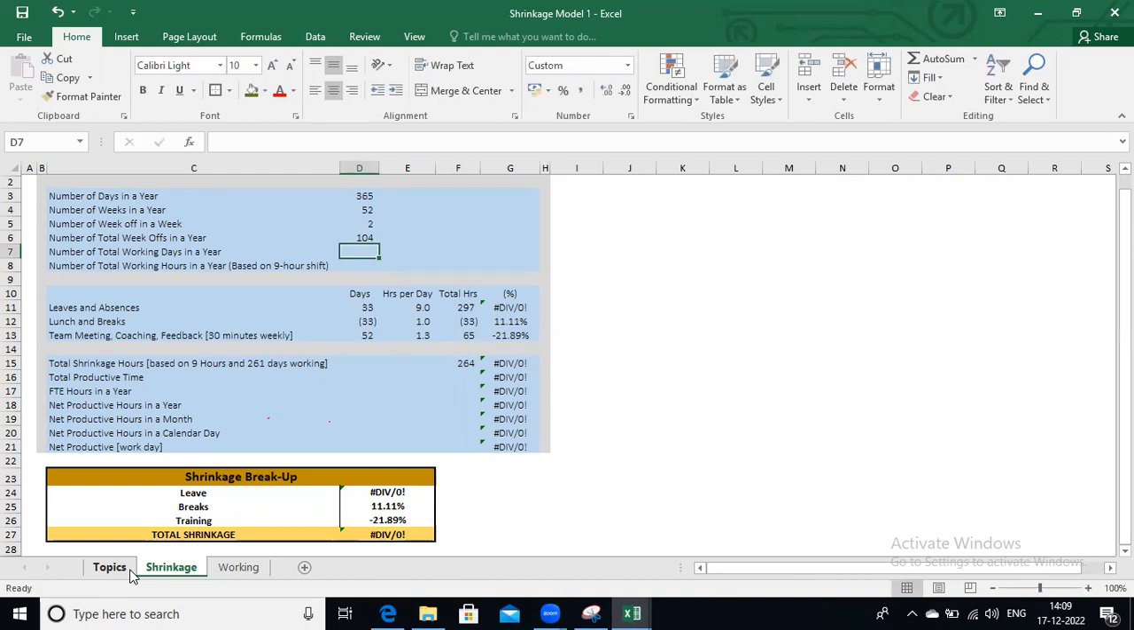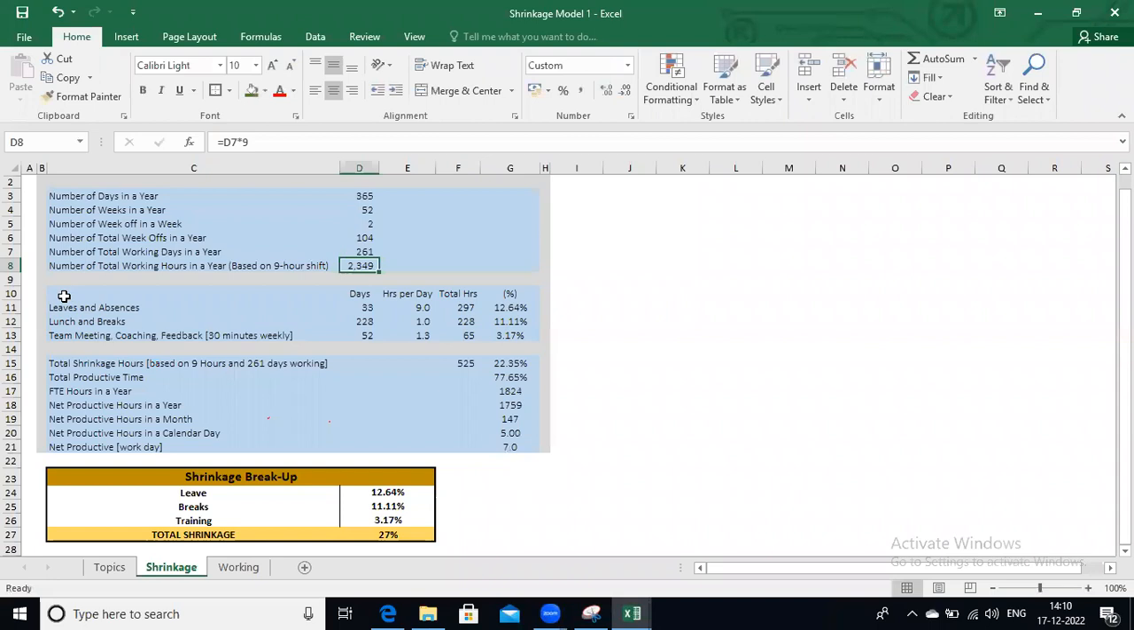If we talk about the total working days in a year, we subtract 104 from 365 and get 261. I have also mentioned the total working hours in a year based on a 9-hour shift, so 261 into 9. So these many hours we have.